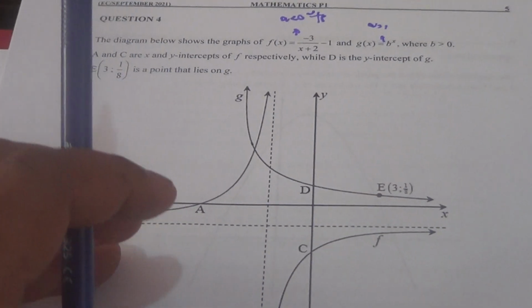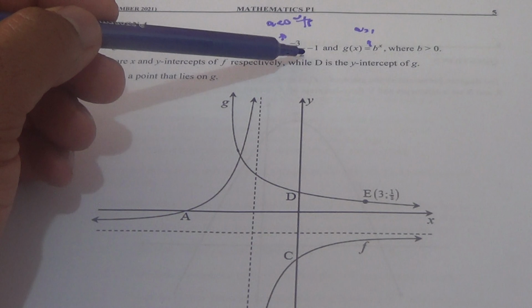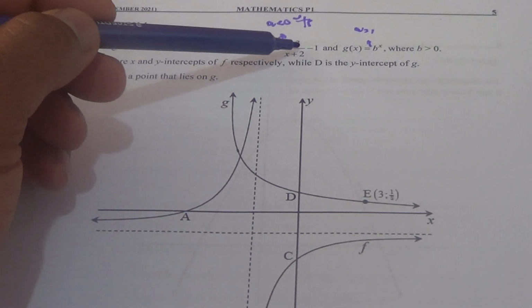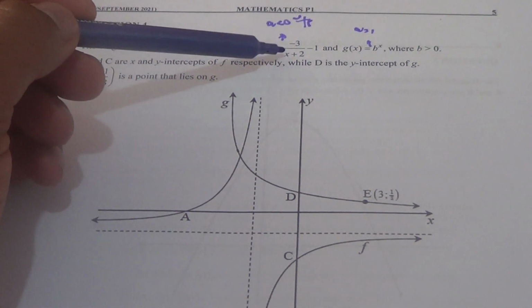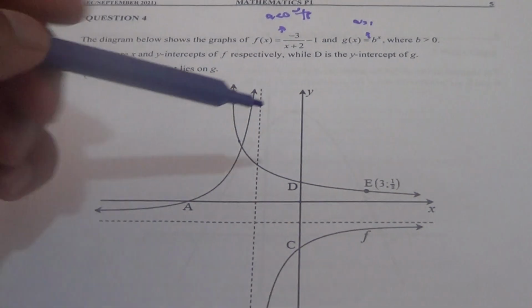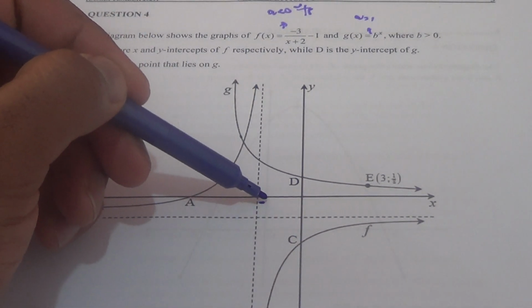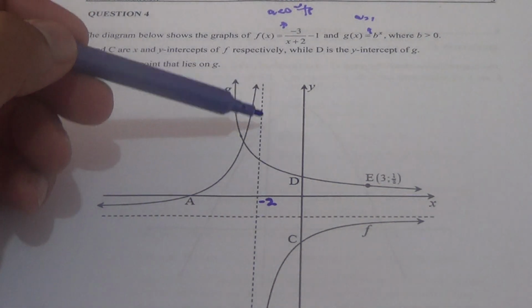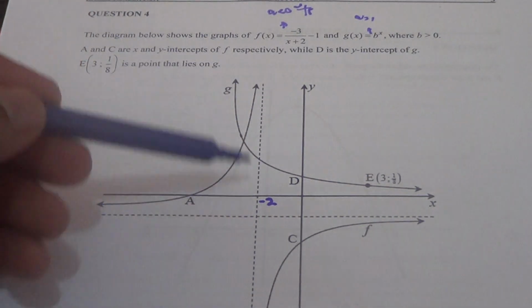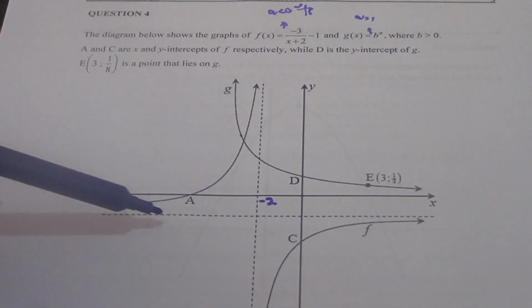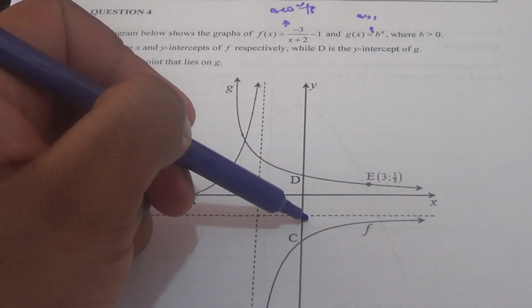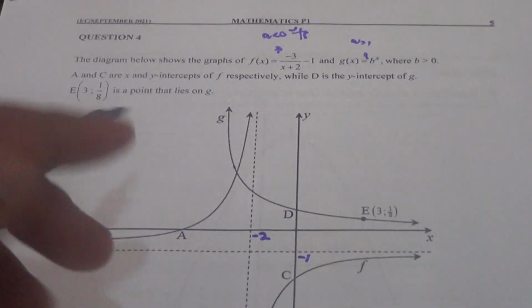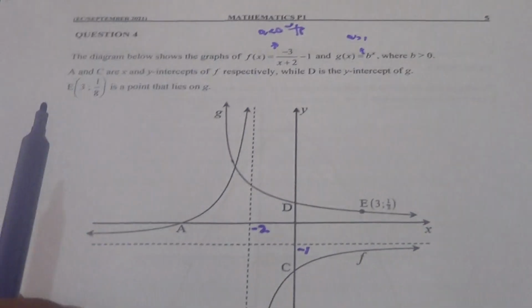Now if we observe here, well, a vertical asymptote, you always take that denominator, equate it to 0 and solve for x. So when you solve for x, then we get minus 2. So we know here that we have minus 2. So that line is the line x equals minus 2. And then we know that this is the horizontal asymptote, so it should be minus 1, right? Exactly as it is over there.